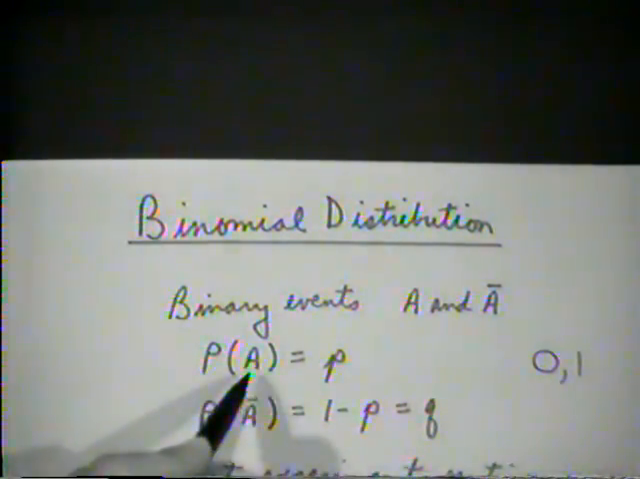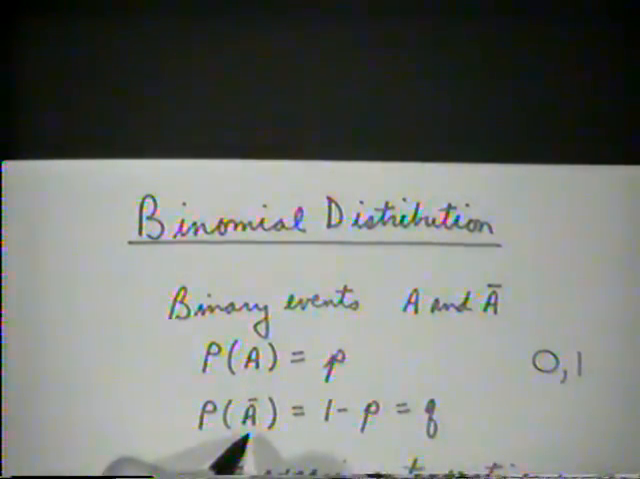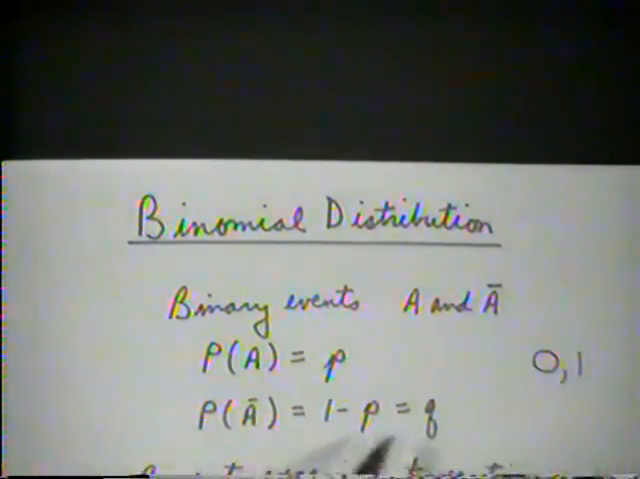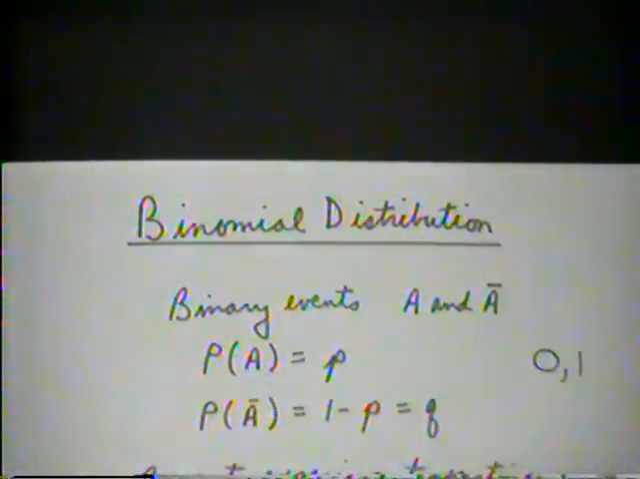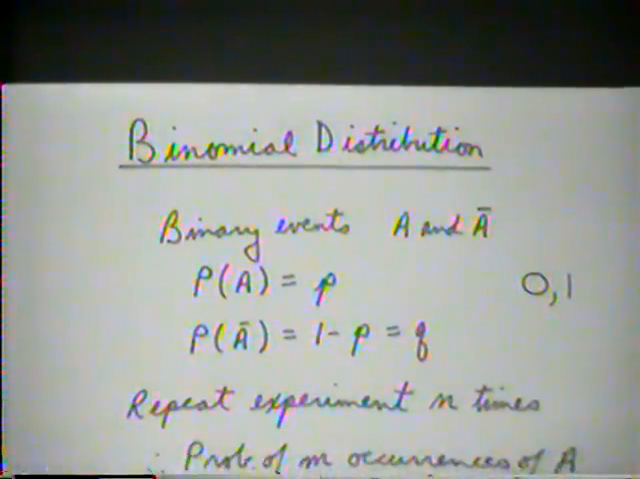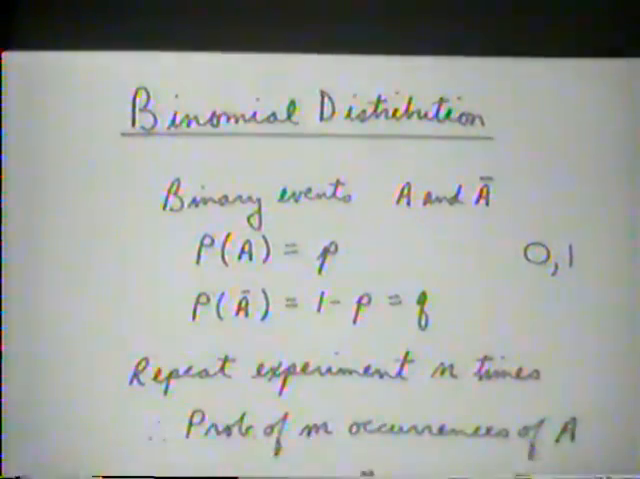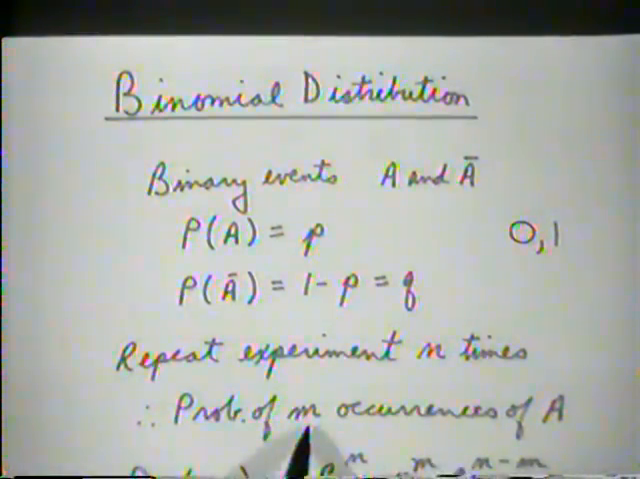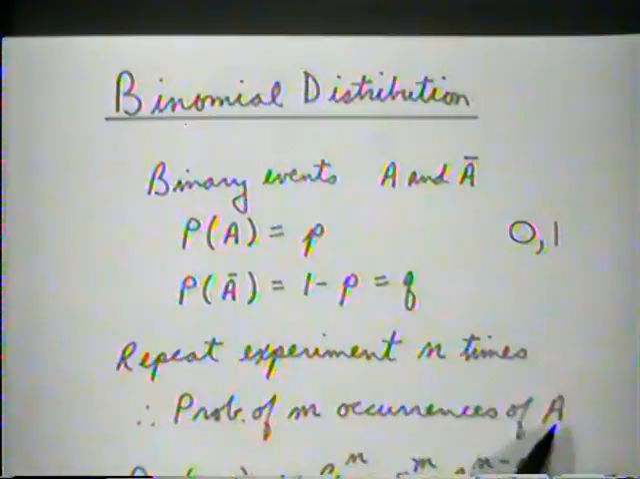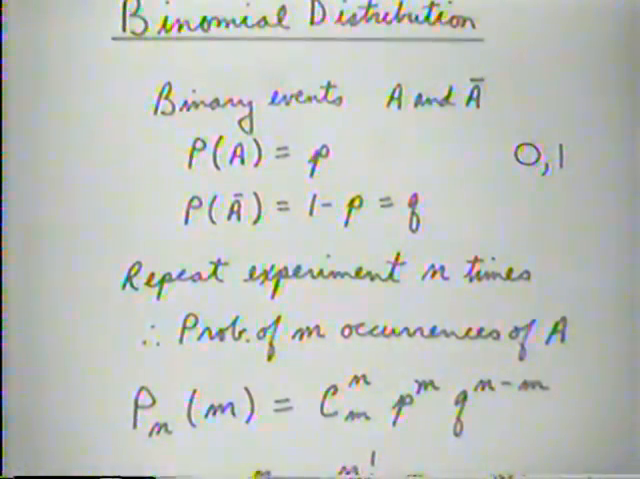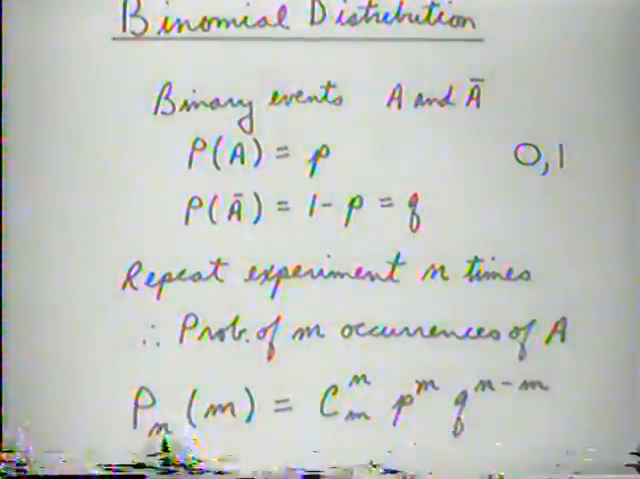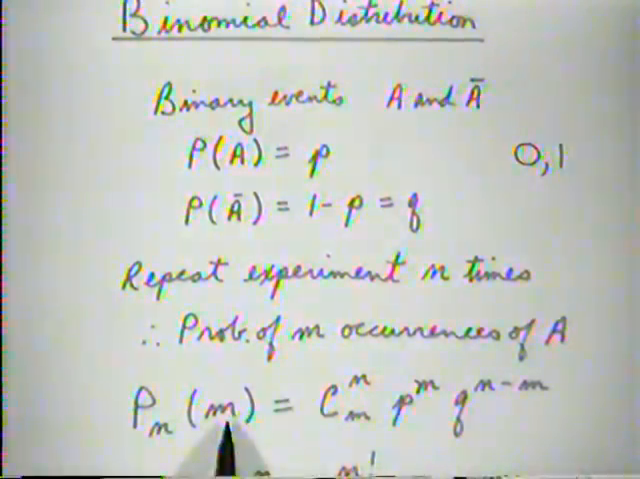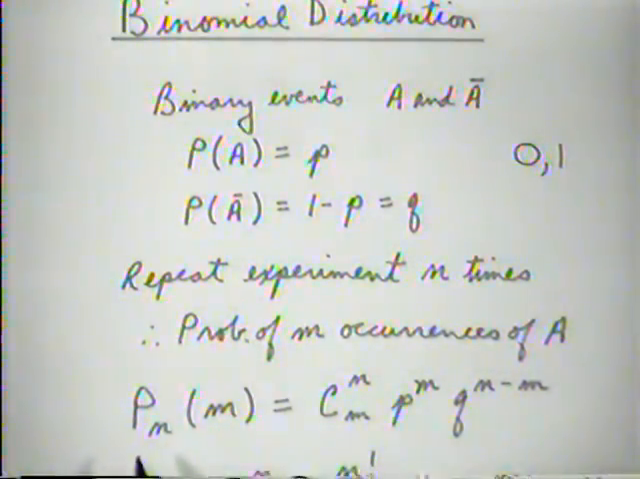Furthermore, we specify the probability of the event A is P, and the probability of the complementary event, A complement, is 1 minus P, or Q. Now, the question is, if we repeat the experiment n times, what is the probability that we will have m occurrences of the outcome A? That probability is governed by the binomial distribution, and it is given by the symbol P sub n of m. M is the number of outcomes we're trying to find the probability of. N is the total number of repetitions of the experiment.